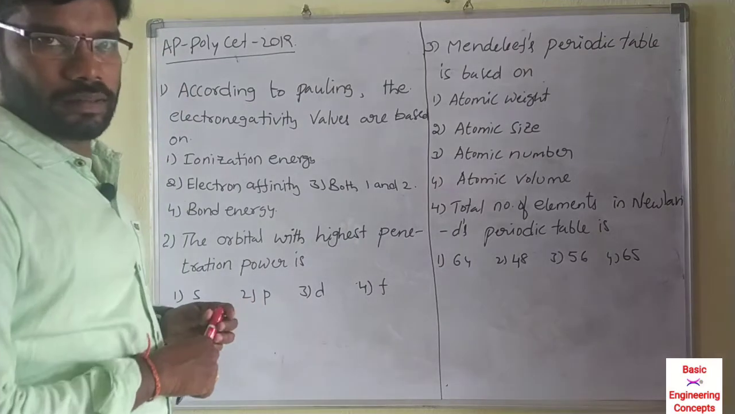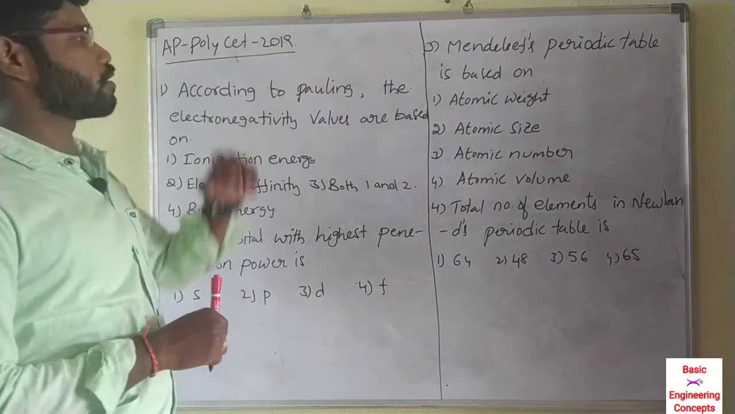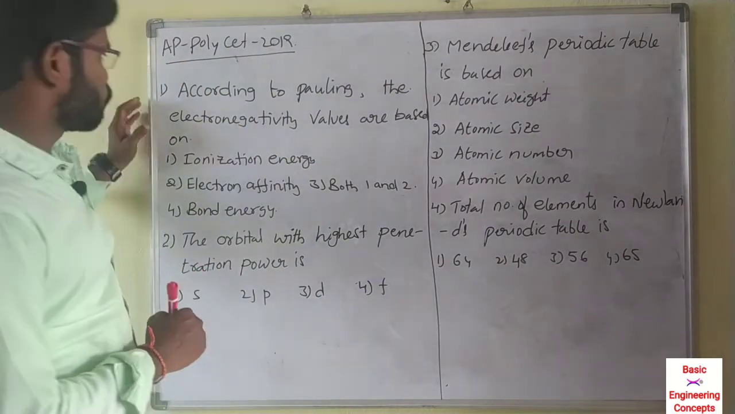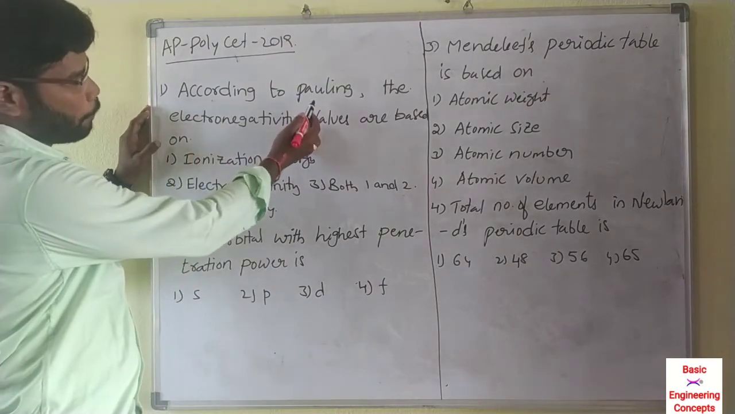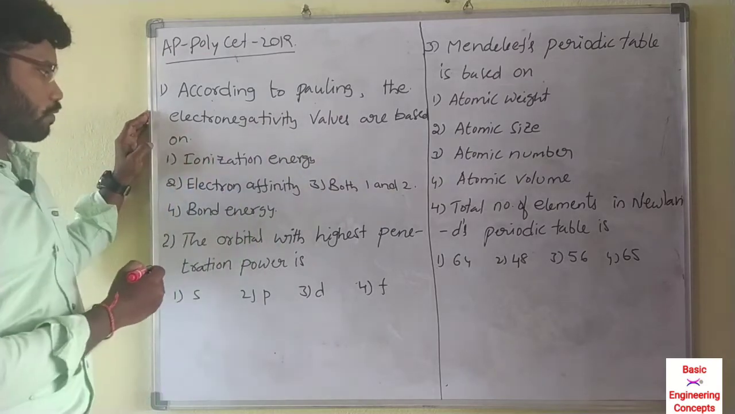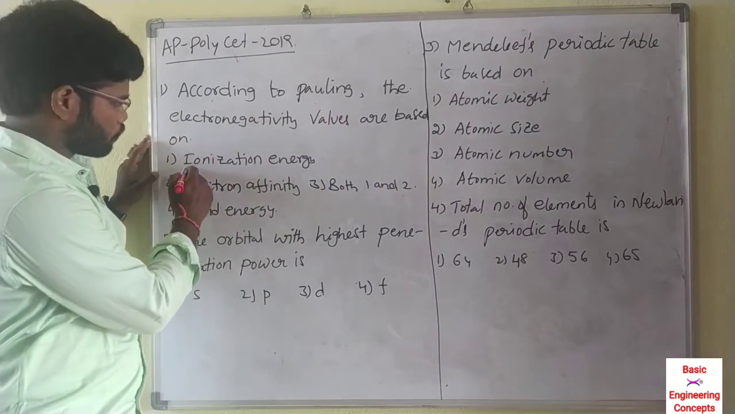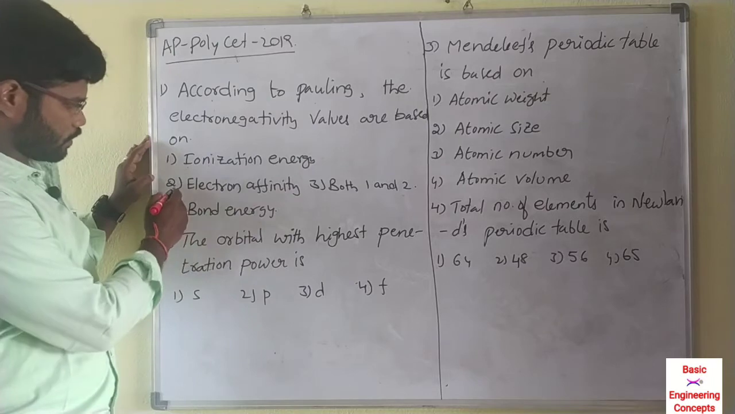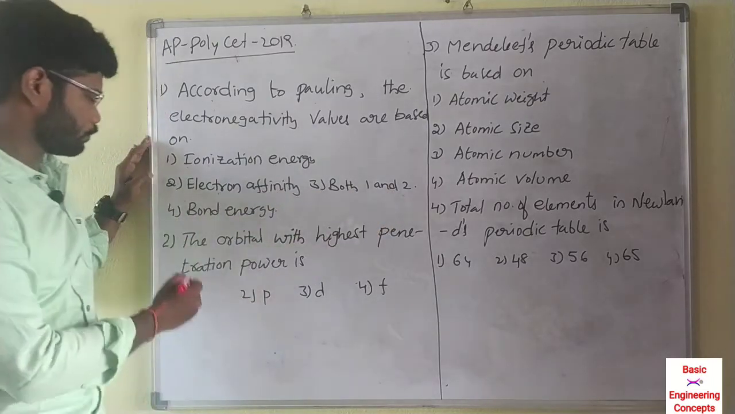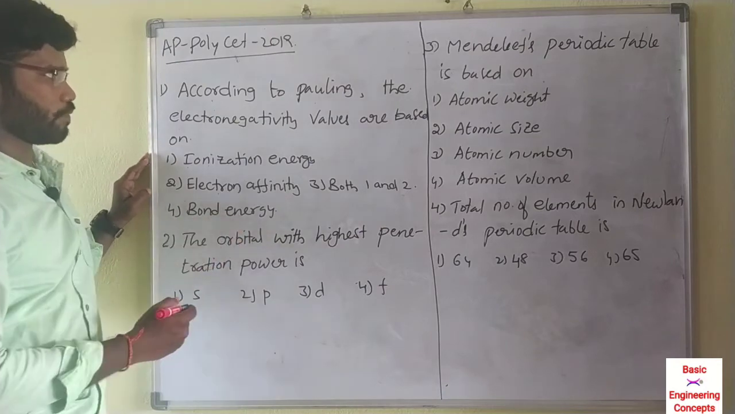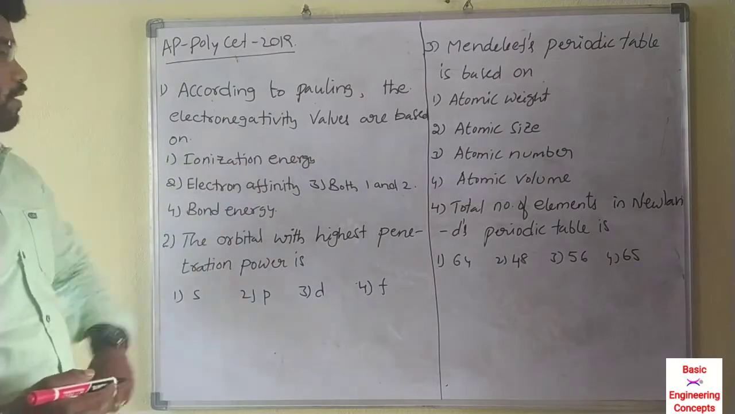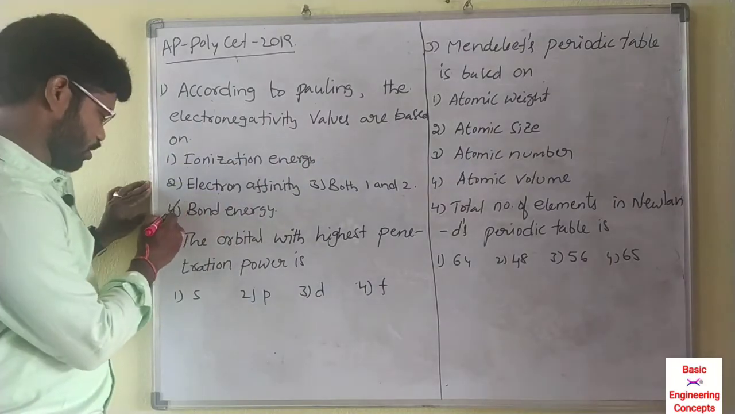Now I will discuss the AP POLYCET 2019 model paper on classification of elements. The first question: according to Pauling, the electronegativity values are based on which option? First option, ionization energy. Second option, electron affinity. Third option, both 1 and 2. Fourth option, bond energy. So according to the Pauling scale, the electronegativity values are based on bond energy.